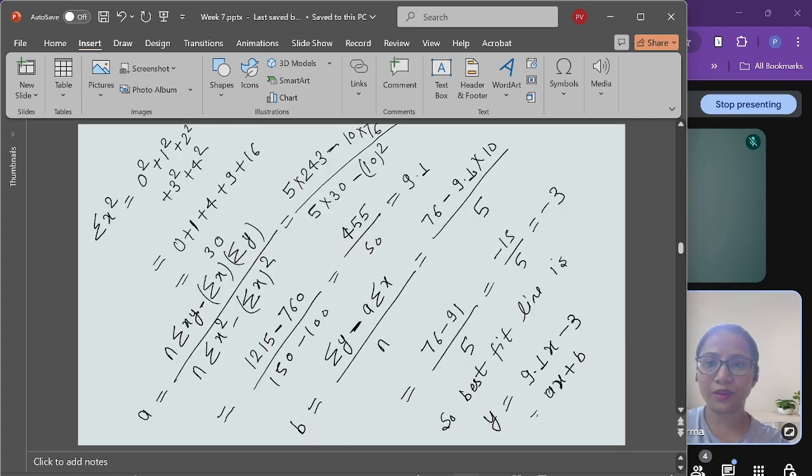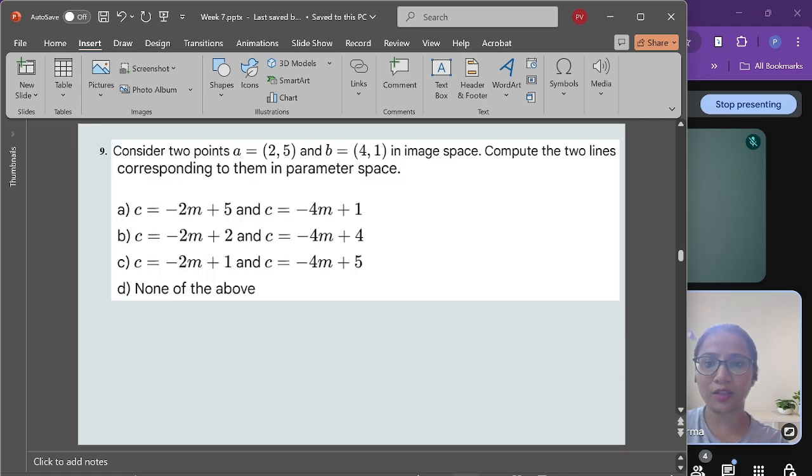Okay. So now moving to the next question. Now our next question is, consider 2 points A (2,5) and B (4,1) in an image space. Compute the two lines corresponding to them in parameter space. Now we have to compute the two lines corresponding to them in a parameter space. So how we can calculate it?